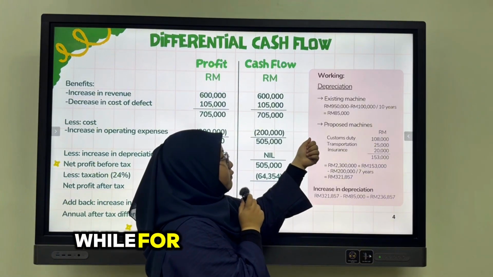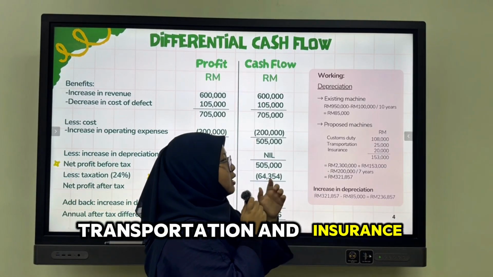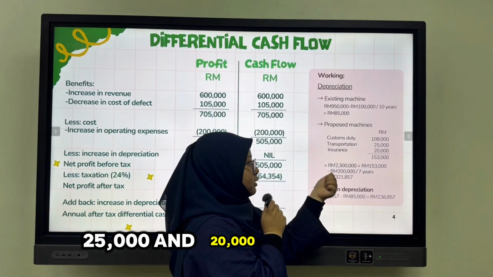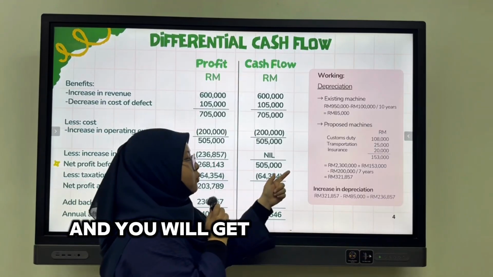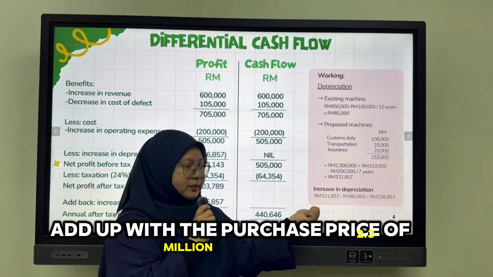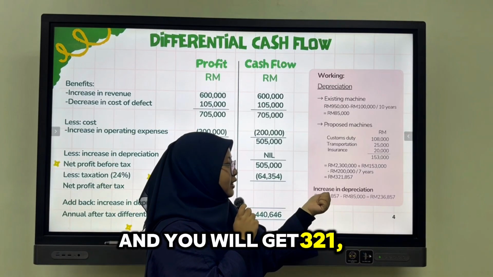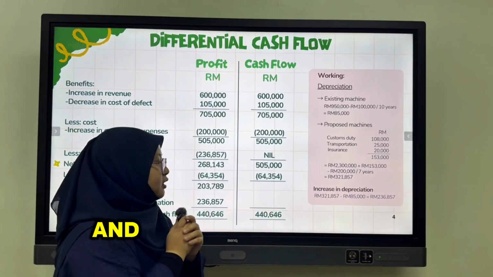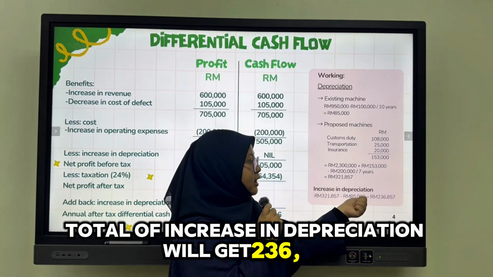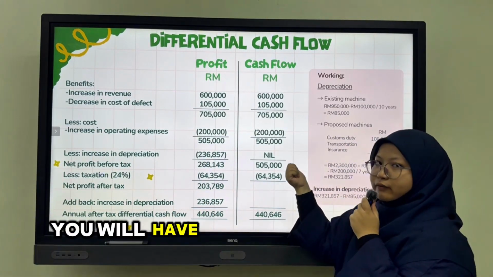And then for the proposed machine, you have to add up the customs duty, transportation, and insurance, amounting to 108,000, 25,000, and 20,000 respectively, and you get 153,000. You add that to the purchase price of 2.3 million and divide by 7 years, and you will get 321,857. Lastly, the total increase in depreciation is 236,857. However, for the cash flow, you put it as nil.